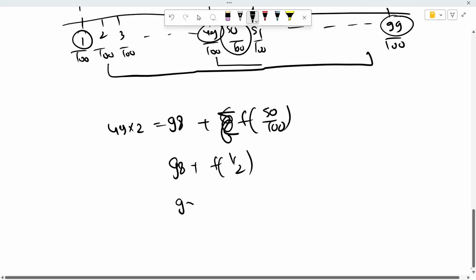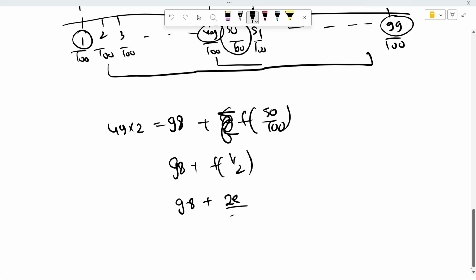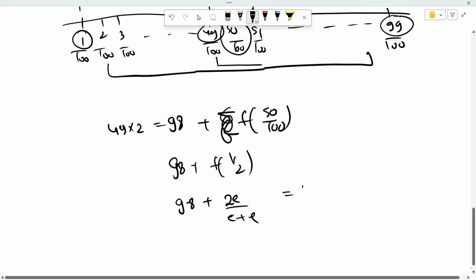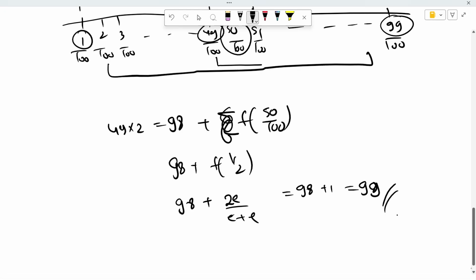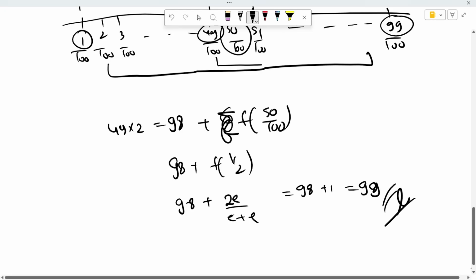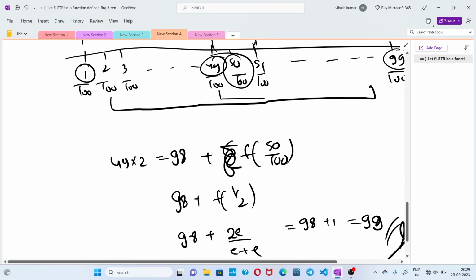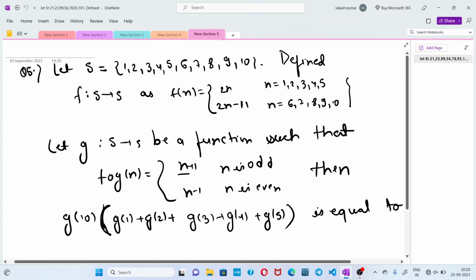Substitute. What is your function? 98. When you substitute, you get 2e upon e. That is 98 plus 1 equal to 99. Okay, so this is our question. I hope that you all are clear with the solutions. Let's move to the next questions.